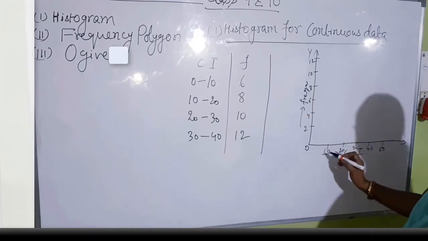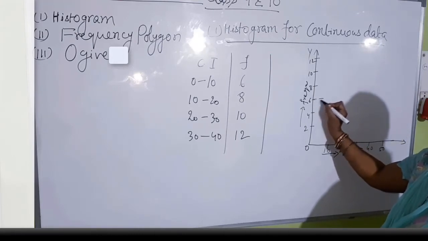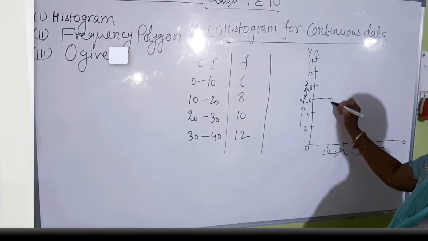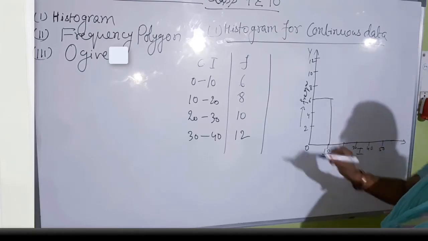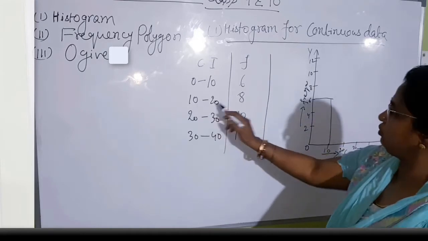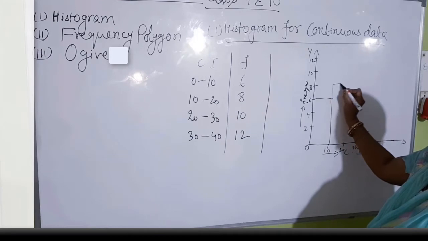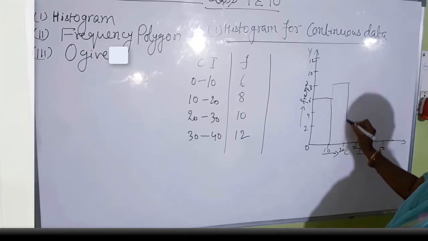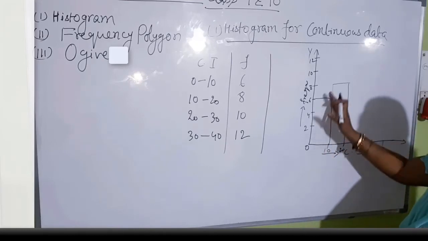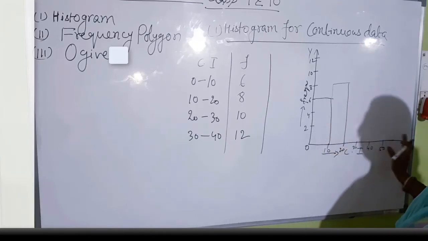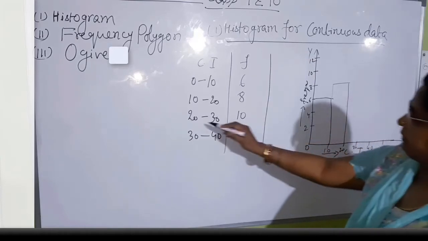Now 0 to 10, till 6. By a scale, you can draw it like this. 0 to 10 till 6. Now 10 to 20 till 8. We have to draw it again, and it is continuous rectangles. We will draw the rectangles in continuous frequency. That is the histogram.